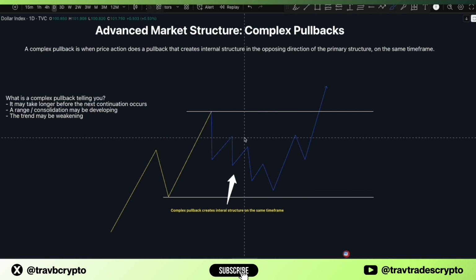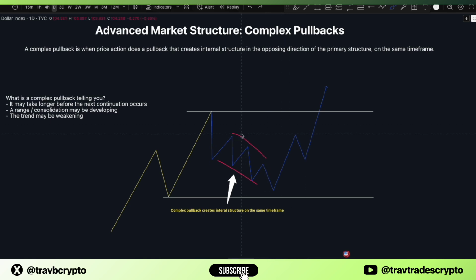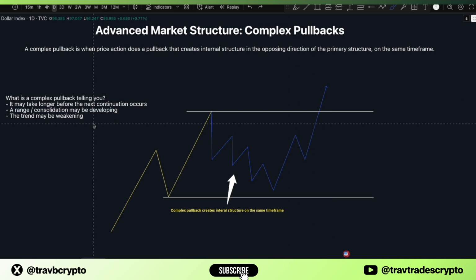And in this instance, we can see here, we've got a channel. So there's potentially liquidity pools being created on the top here by way of sell stops. Okay, sellers who are shorting the market creates liquidity up here that may fuel the next expansion. It may not. But basically what a complex pullback is telling you is that the market typically just needs a little bit more time before its next expansion, or it could be developing into a range or a consolidation.